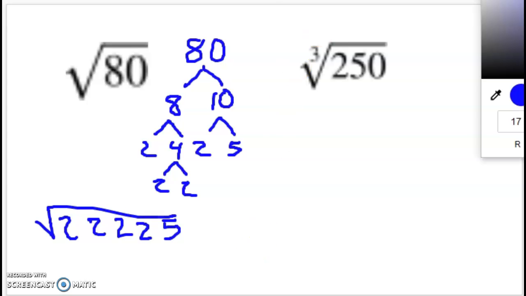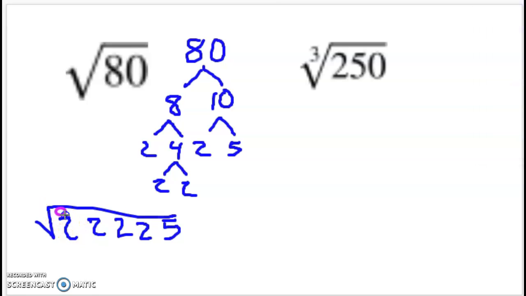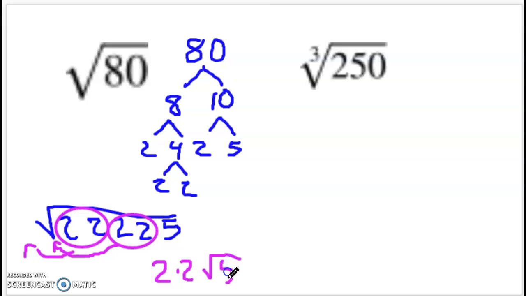Do you remember that? And then we said, all right, what pairs do we have? Remember we looked for pairs, and we had a pair of 2's, and we have another pair of 2's. So both of these can come out from under the radical, right? And whatever didn't have a pair had to stay in the radical. So I pulled out a 2, and I can pull out another 2, and then that 5 is trapped inside. And then I can multiply the 2 that I pulled out, and 2 times 2 gives me 4. So this would give me 4 square root 5.